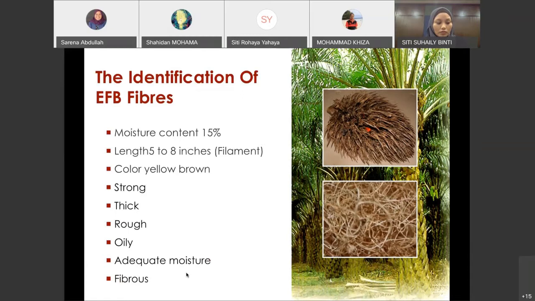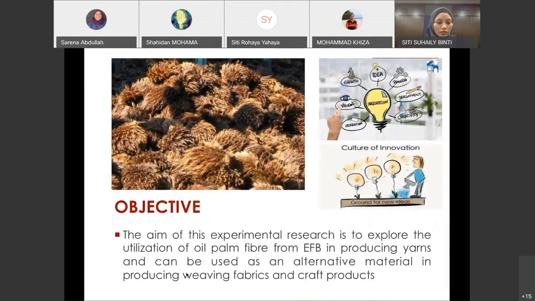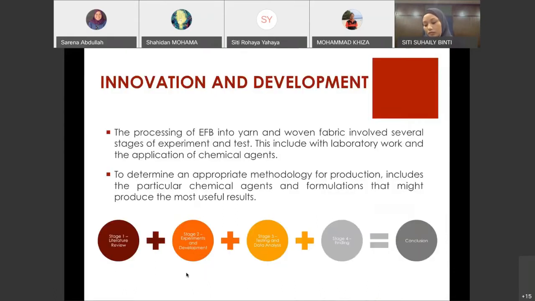Okay, the main aim of this research is to explore the utilization of oil palm fiber from EFB in producing yarn, which can be used as an alternative material in producing fabrics and craft products. Okay, let me show the innovations and development, the methodologies of this research. The methods of this research involve collection of data and the study of the process of making EFB into yarns and woven fabrics.